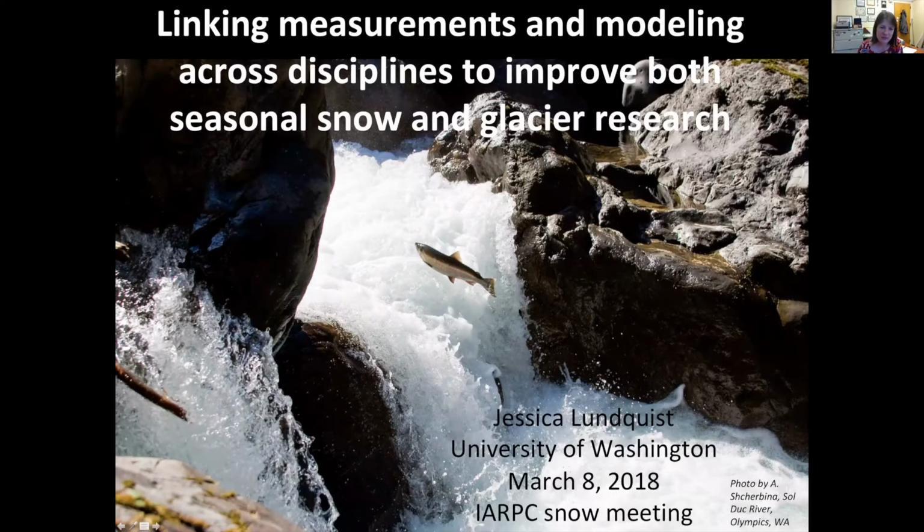I have a picture of a salmon jumping up a stream in the Sol Duc River because to me, in the Pacific Northwest, that's where the snow and glaciers come together to determine whether we have enough water for the salmon to make it upstream.